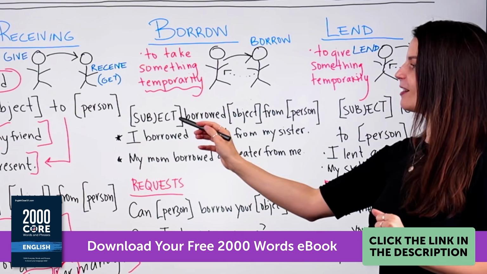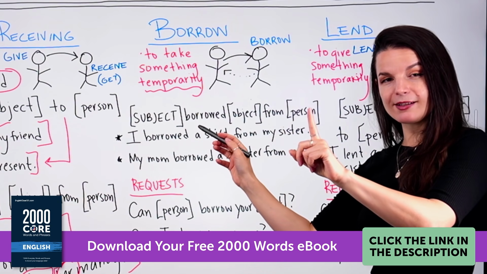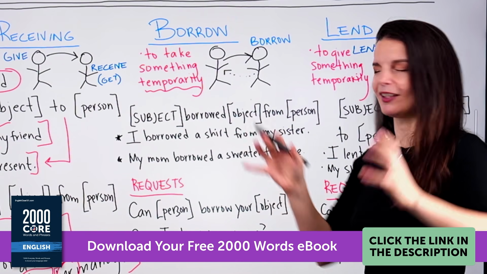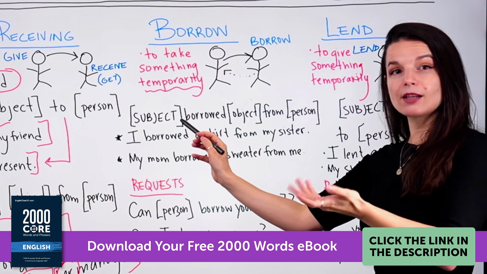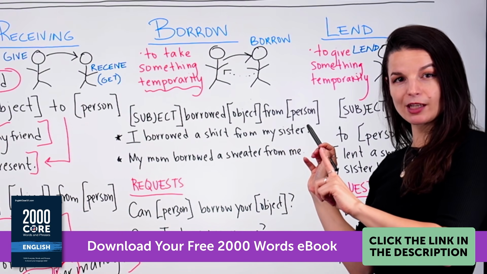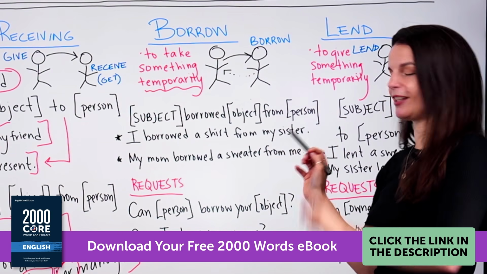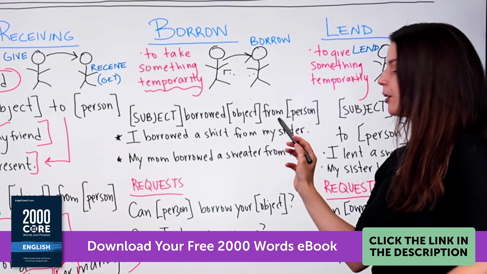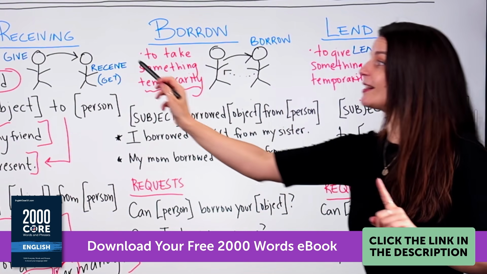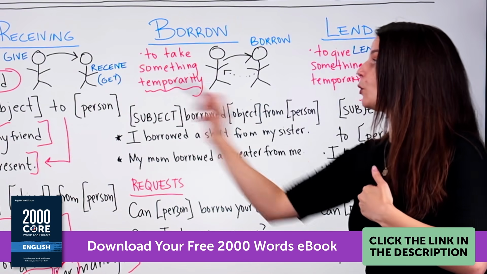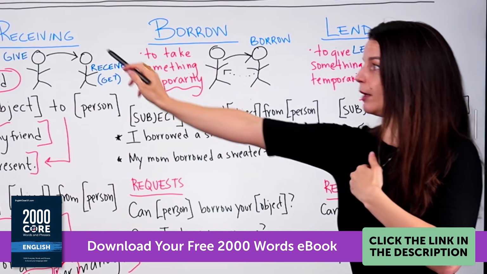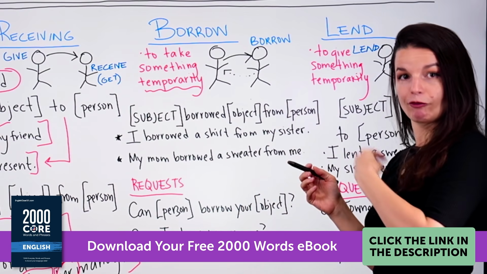So let's look at the first pattern I want to practice, and then we're going to practice requests, which gets a little bit difficult, okay? So first pattern is subject, borrowed, object, from person. Notice we are using, in this pattern, the preposition from, yeah? Because on this side, we receive, right? The subject here receives the object, yeah? So we learned in part 1, when we receive, we use the preposition from, okay?